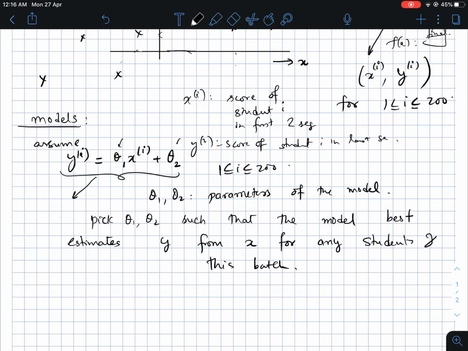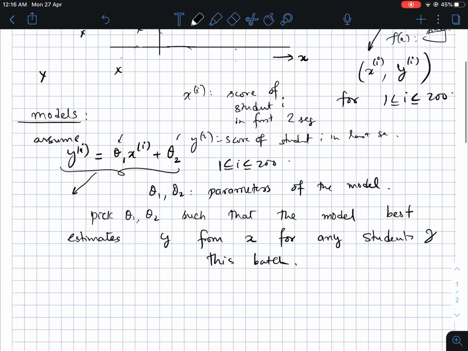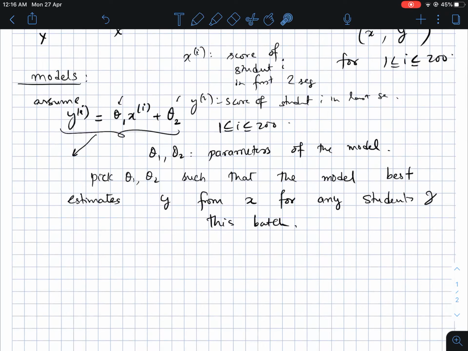Okay, so that's what we need to do, right? We need to pick the correct theta 1 and theta 2. We don't know what theta 1 and theta 2 are, so we pick them. The kicker here is that I need to pick theta 1 and theta 2 such that my estimation improves on the current batch. But I do not have any information on the current batch. I do not know yet their scores in the final segment. I only know the scores of the students in the previous batch.